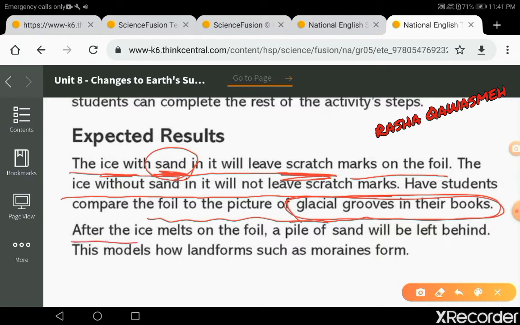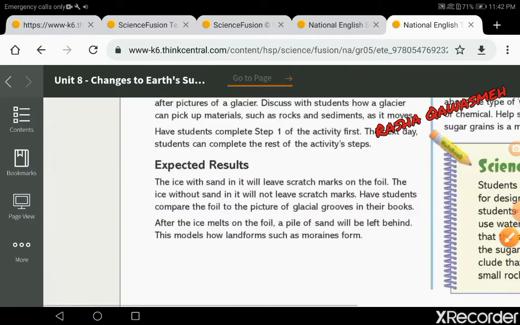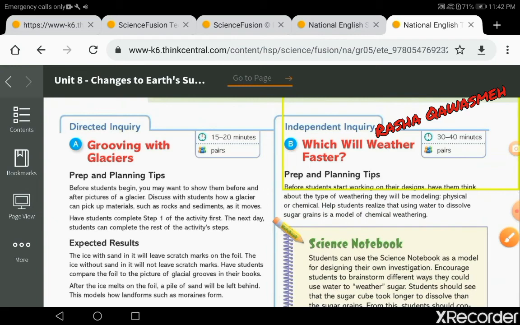Now after the ice melts on the foil, a pile of sand will be left behind. When the ice melts, sand will be left behind. So this models how landforms such as moraines form. Okay? Let's start with the lesson.